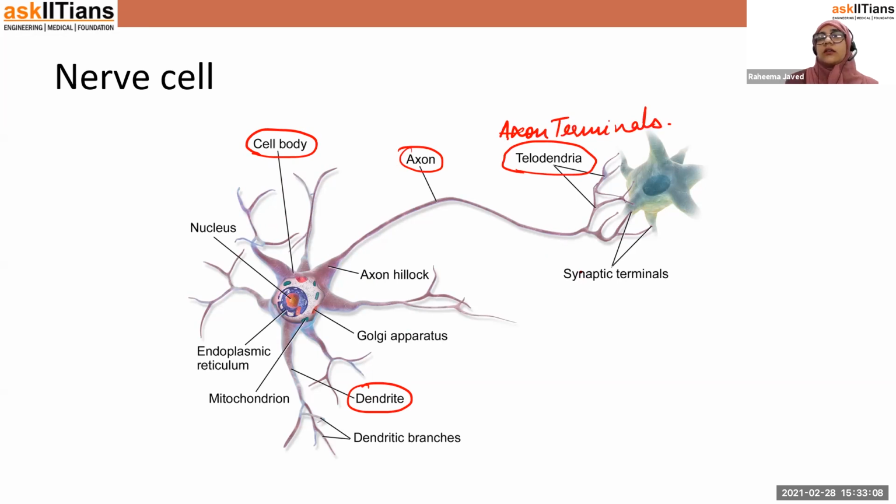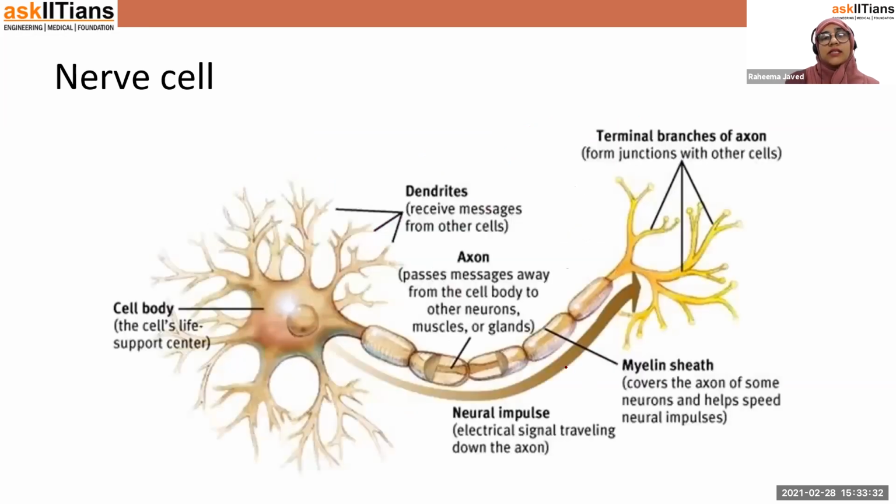Okay, and the synaptic terminal is the junction between the axon terminals of one neuron and the dendrites of the next neuron. So this particular neuron is non-myelinated. As you can see, it does not have any myelin sheath. But this second picture shows the myelinated neuron, where the myelin sheath is covering the axon.